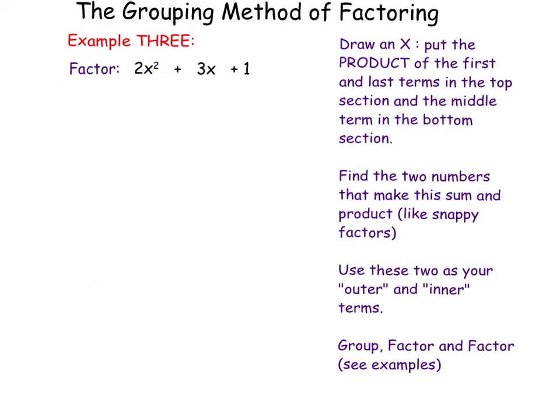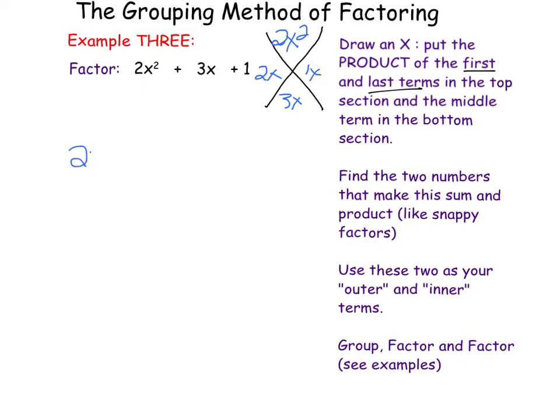Example 3. Again, we're going to start with our big X. We're going to take the product of the first and the last. So 2x squared times 1 is 2x squared. And my middle term is 3x. So I'll put that right here. Now, what two numbers add to 3x but multiply to 2x squared? 2x and 1x. So those are going to be my middle terms.